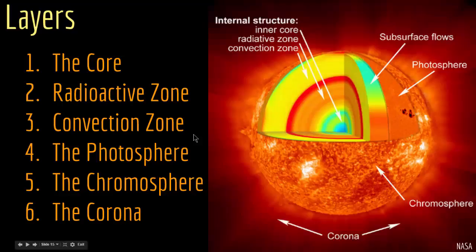Then we have the convection zone. This zone extends from a depth of 200,000 kilometers up to the visible surface of the sun. This zone is characterized by the fact that on the surface of it, photons or light is created. So on the surface of the convection zone is where photons or light is created.